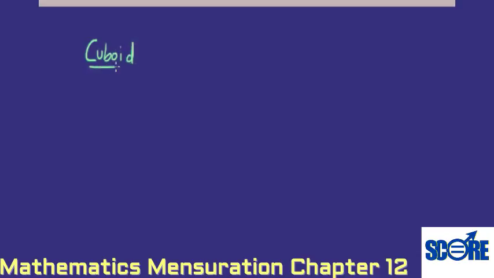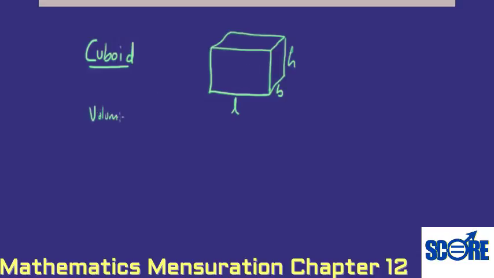First we talk about the cuboid. This is the shape of a cuboid having length L, breadth B and height h. The volume of a cuboid is defined as the area of base into height.